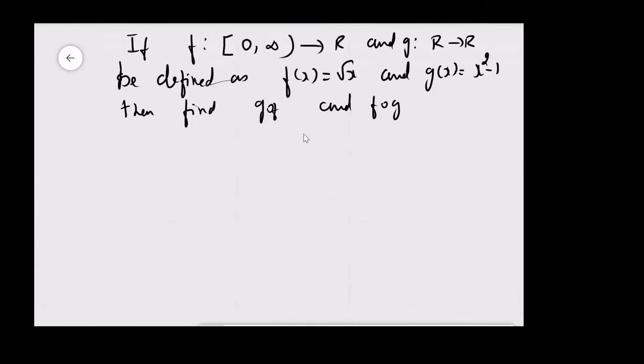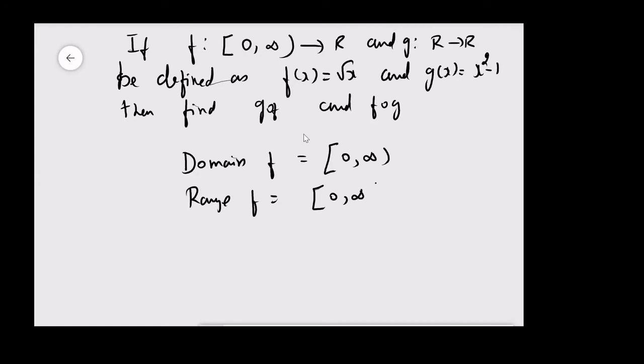This can be solved easily. Clearly, now you can see that the domain of f is [0, infinity), and the range of f is [0, infinity). The domain of g is R, and the range of g is [-1, infinity). Now let us see the computation.